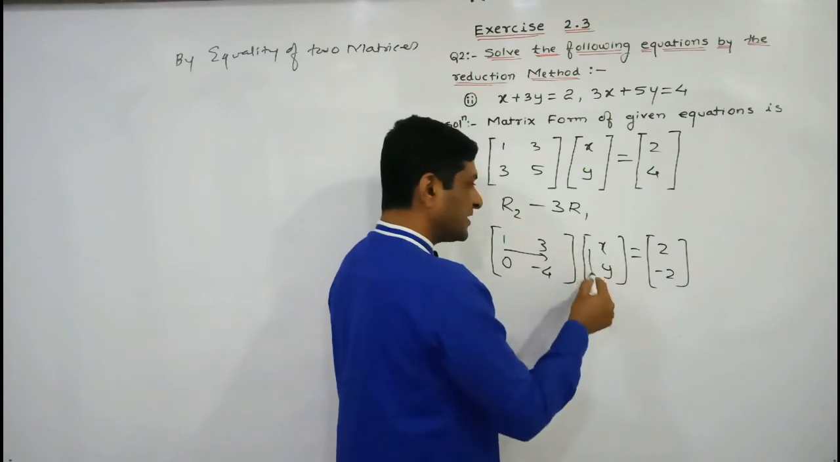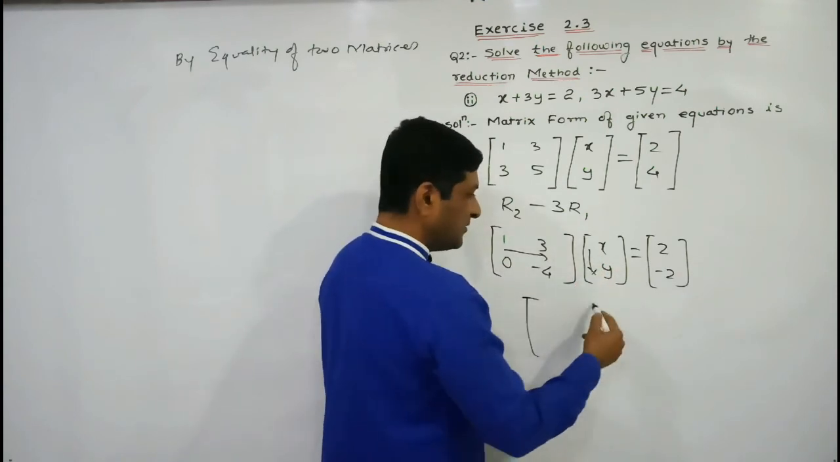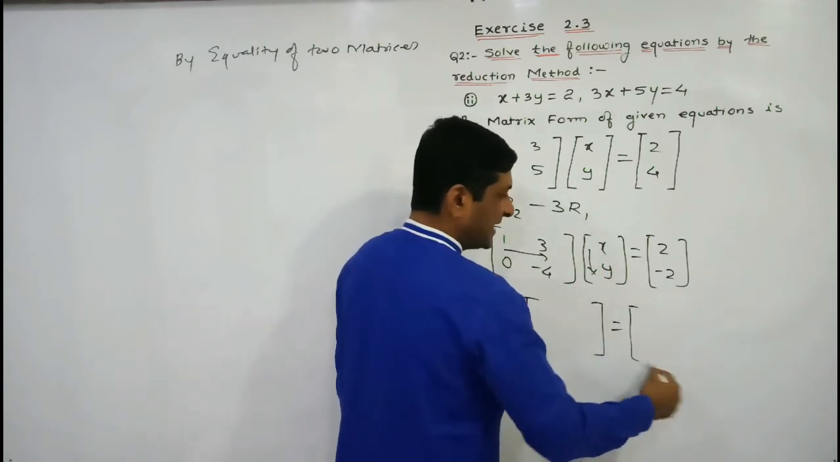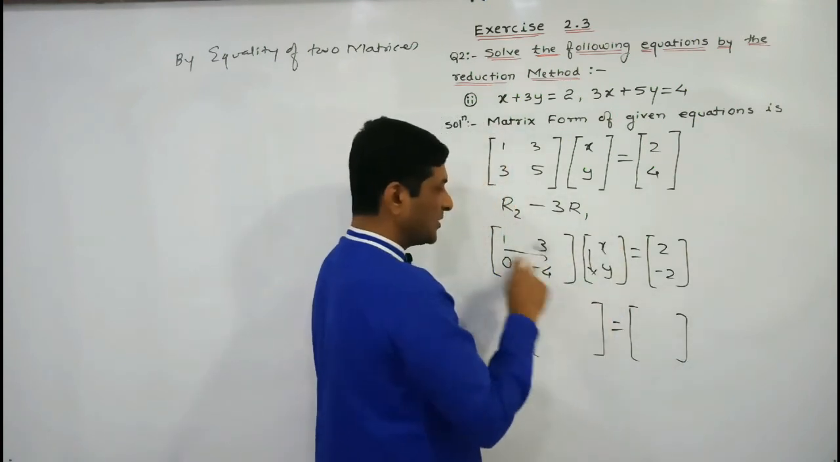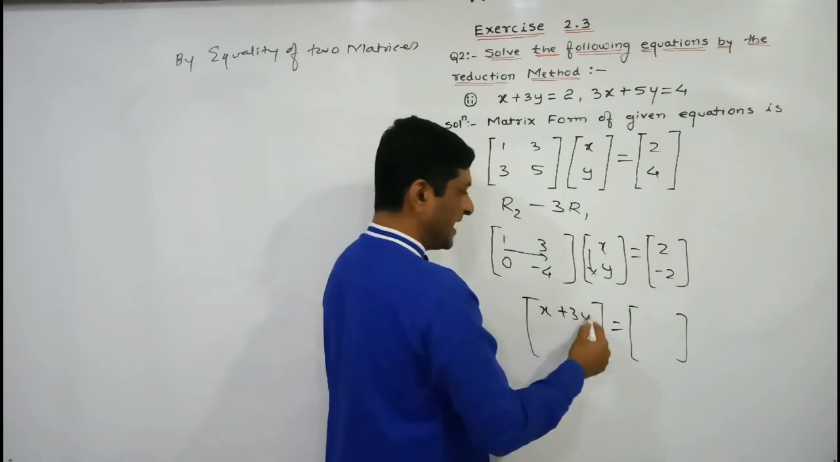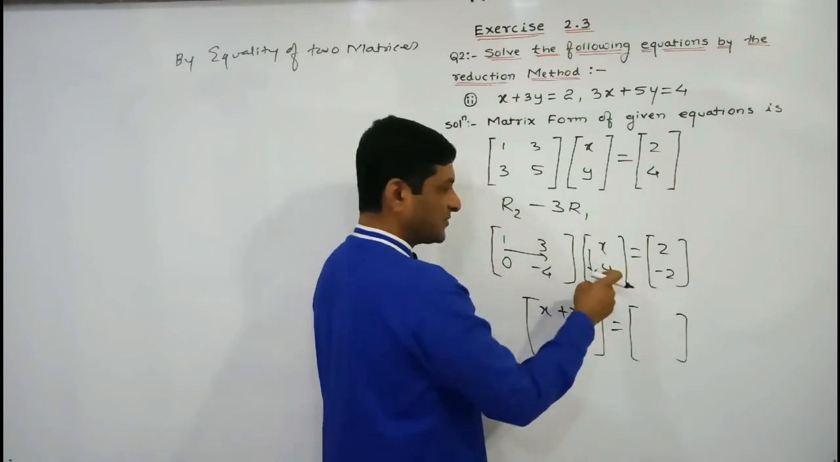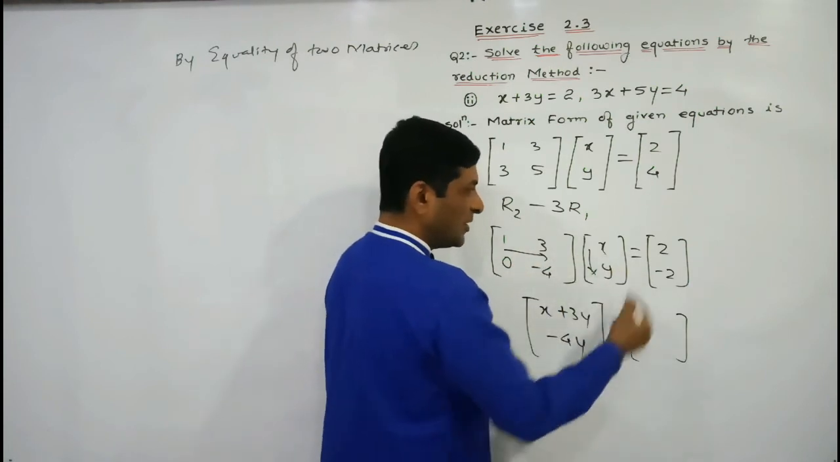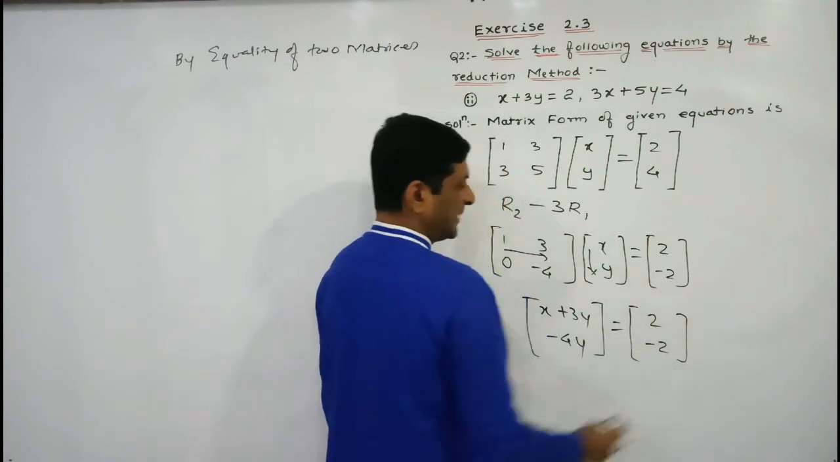Now take the multiplication of these two matrices. Whenever we are taking multiplication, we multiply row by column. So 1 into x is x, 3 into y is 3y. So x plus 3y. 0 into x is 0, minus 4 into y is minus 4y. On this side, 2 and minus 2, keep them as they are.